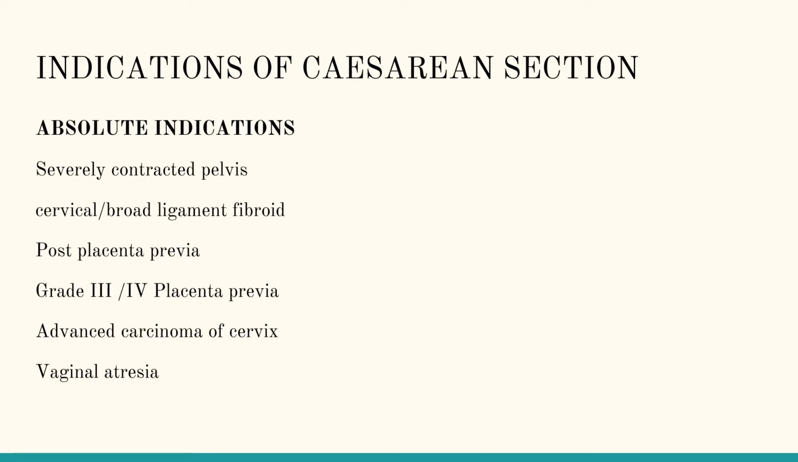What are the absolute indications? Severely contracted pelvis, cervical or broad ligament fibroid, because the baby cannot descend down. Again, in posterior placenta previa, there is difficulty in the descent of the fetus. In grade 3 and grade 4 placenta previa, because there will be a lot of bleeding if vaginal delivery is allowed. Also in advanced carcinoma of the cervix and in case of vaginal atresia.